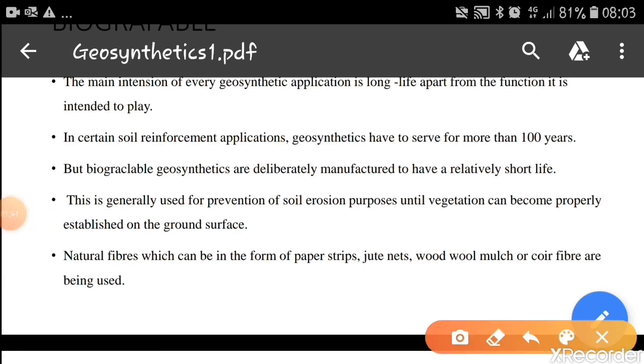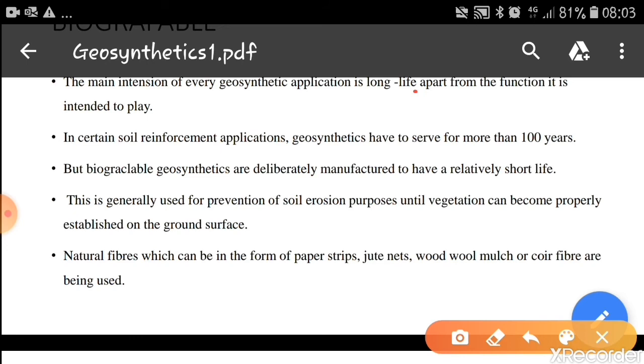So the next variety of geosynthetics is called biodegradable geosynthetics. Normally, when we use geosynthetics, we are using them for their lifelong pattern. We assume that they will serve their full life of around 90 to 100 years. Otherwise, this intention will not be served and the soil is going to fail, and because of that there will be lots of failures of structures or buildings.